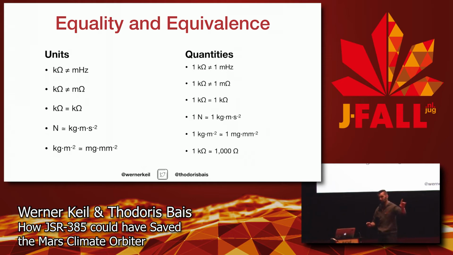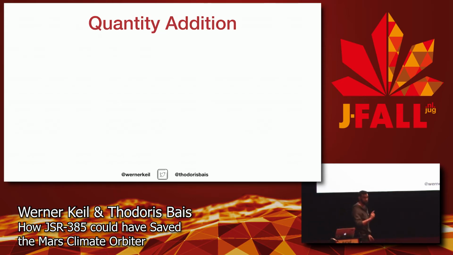Let me touch a bit upon quantity addition. What am I going to do right now? Something very simple as well. First of all, I'm going to show you a few examples, and then I'm going to explain the theory behind it, right? So let's go step by step here. 1 ohm plus 1 ohm equals 2 ohms, right? 1 ohm plus 1 milliohm equals 1.001 ohms, right?